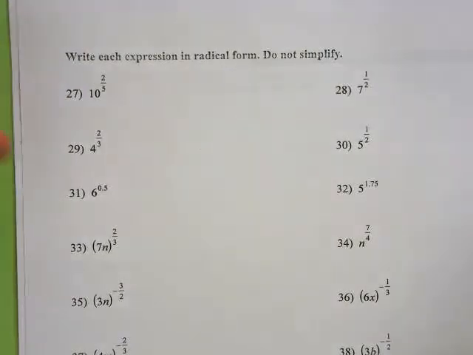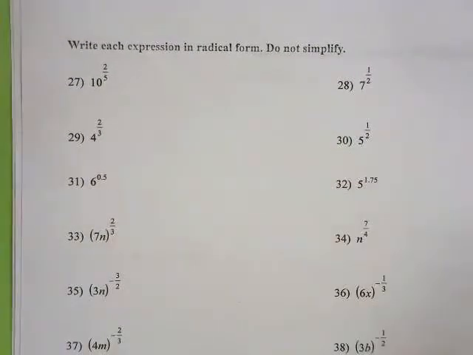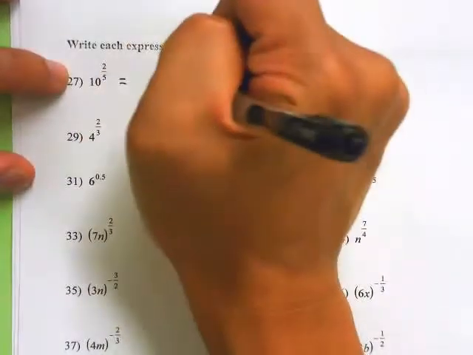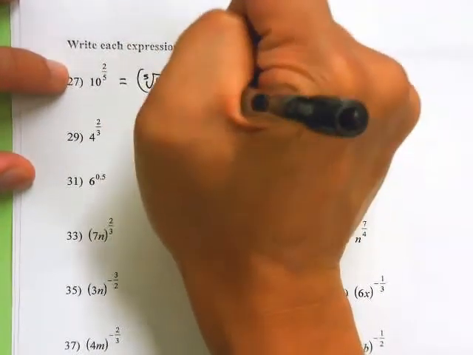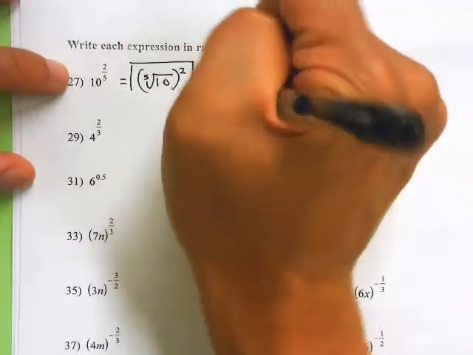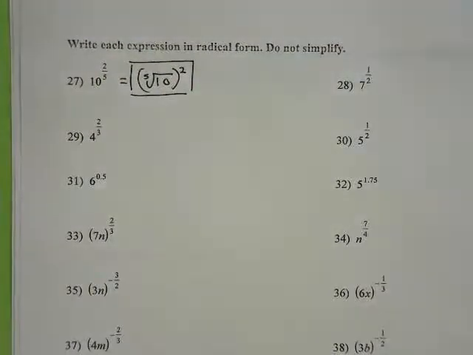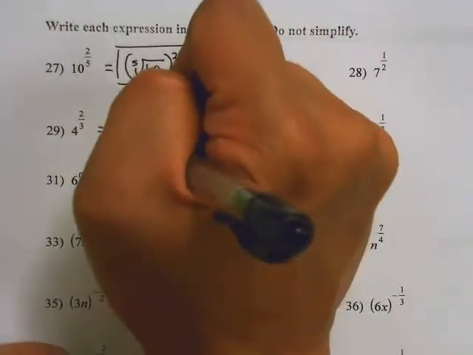Let's check that out. So write each expression in radical form. Well, this is going to be equivalent of the 5 goes with the root, and then like that. So this is fine. So now it's in radical form. Don't simplify. This is fine. Okay. So this will be here 3.